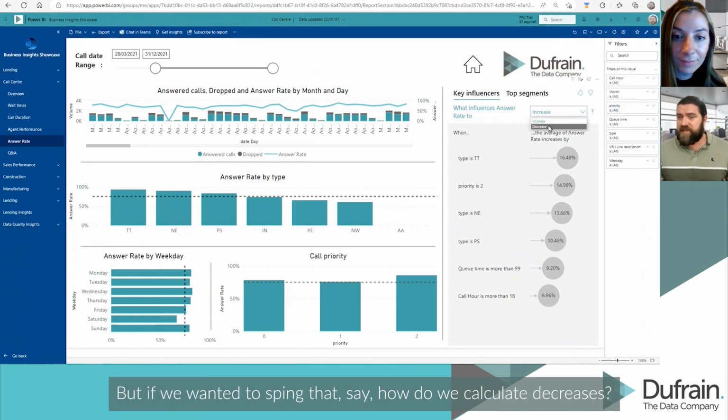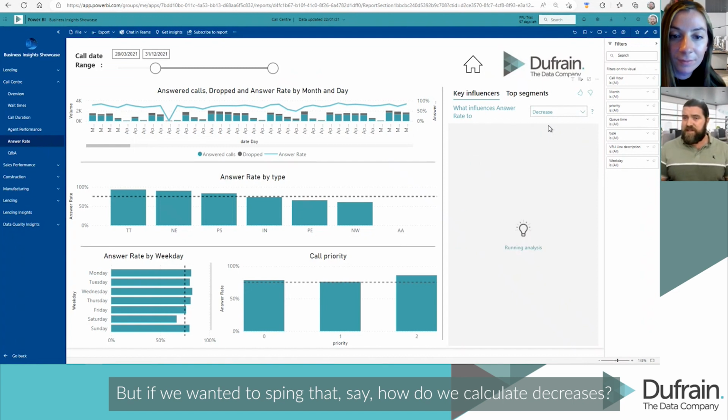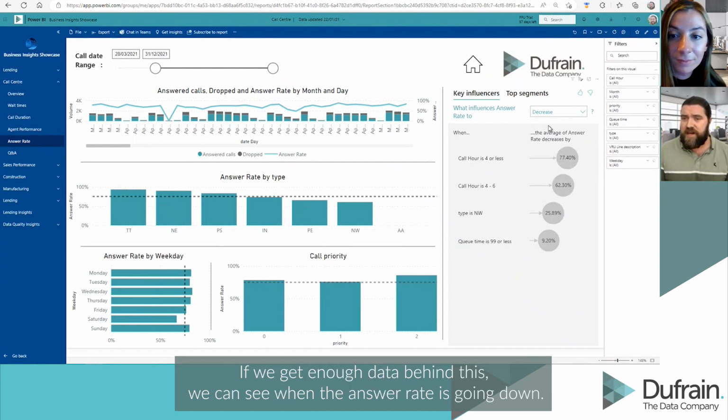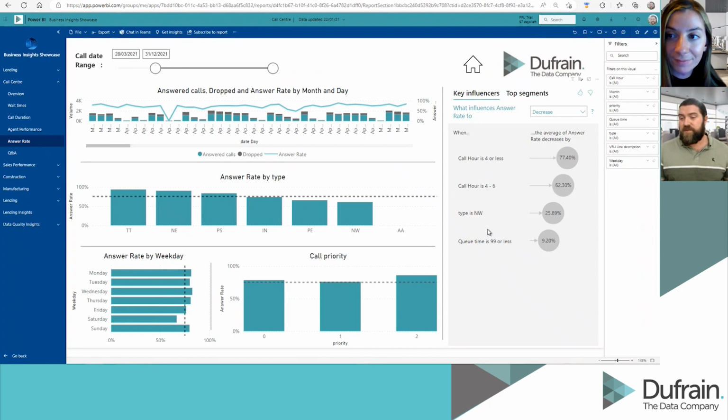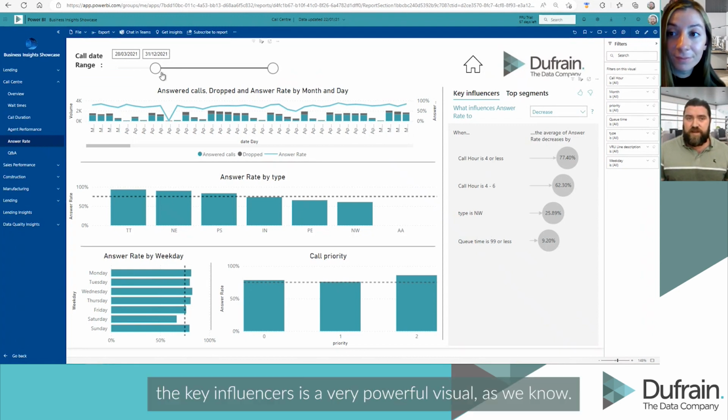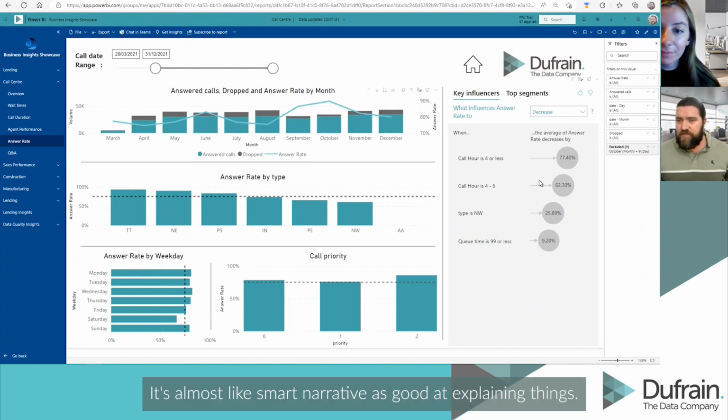But if we wanted to spin that and say, how do we calculate decreases? If we've got enough data behind this, we can see when the answer rate's going down. Oh, it's caller 4, caller 6, etc. So again, the key influencer is a very, very powerful visual, as we know. But it's almost like the smart narrative. It's kind of explaining things.